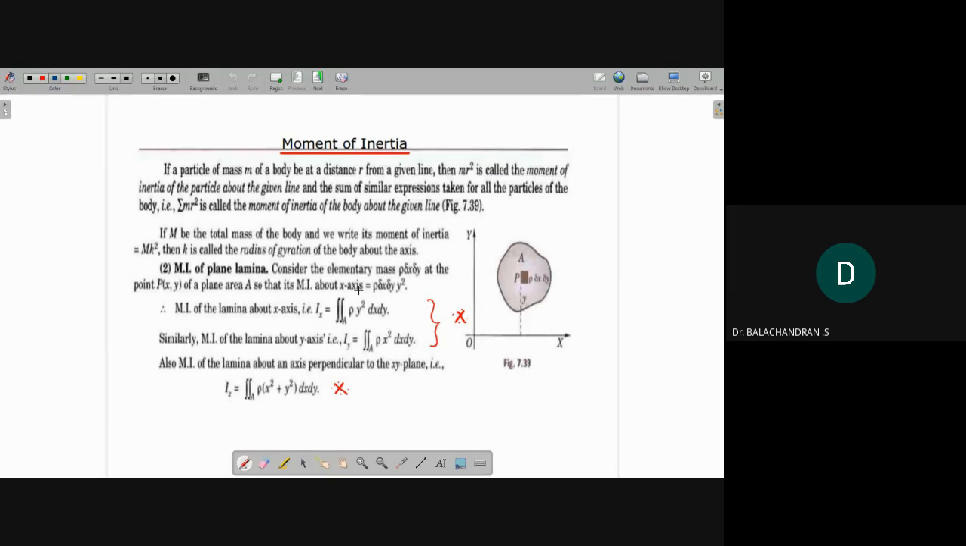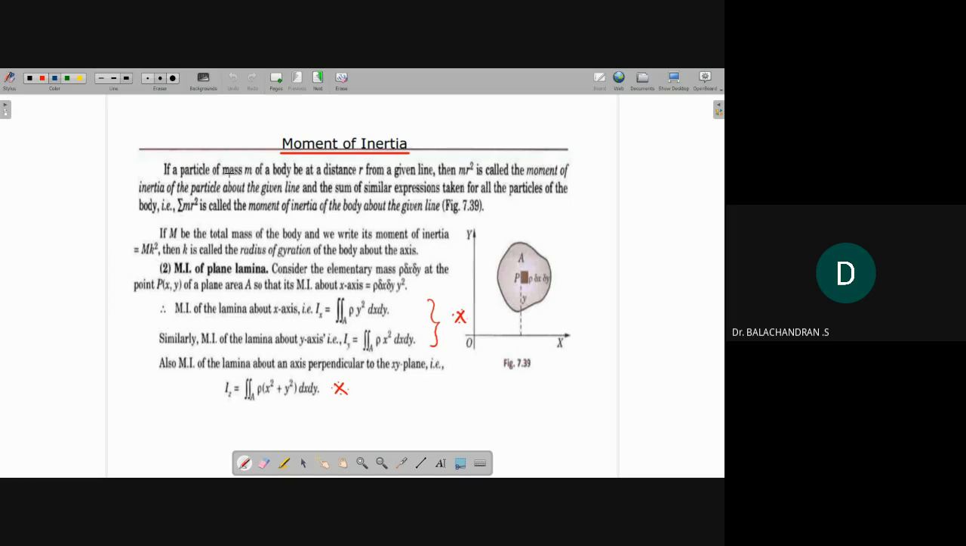So this is the last topic in Unit 4. That is moment of inertia. I think in the last class we discussed mass. Okay. So now we will discuss problems in moment of inertia. I think you need these formulas: moment of inertia about x-axis, moment of inertia of the lamina about y-axis. Okay, I will start from here.